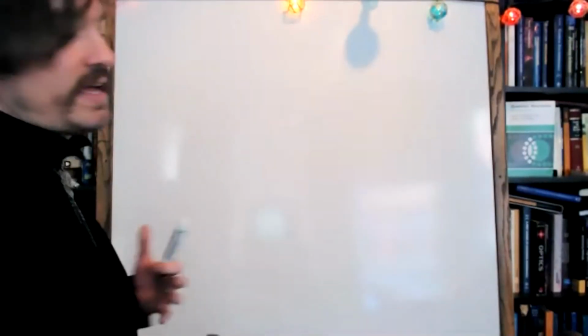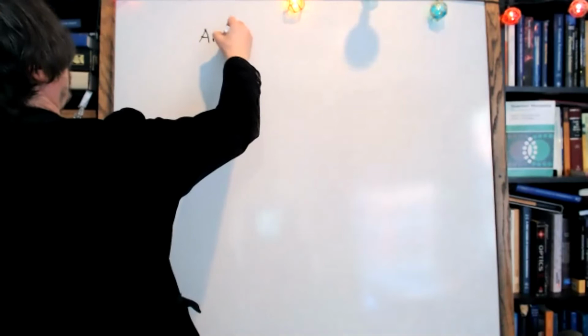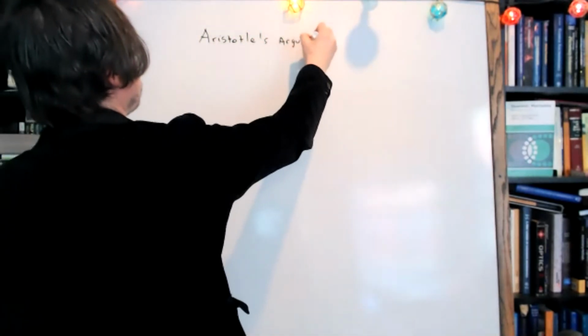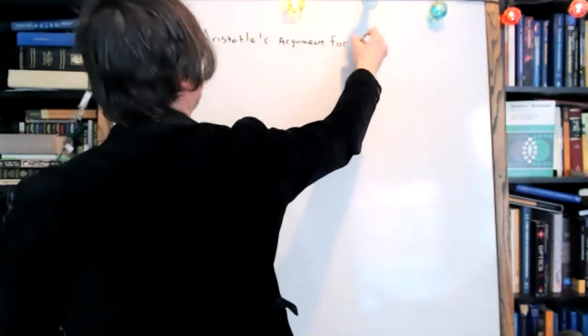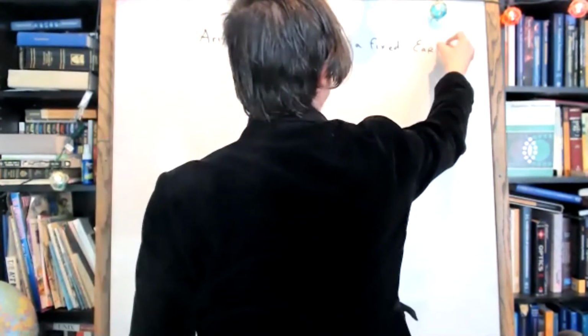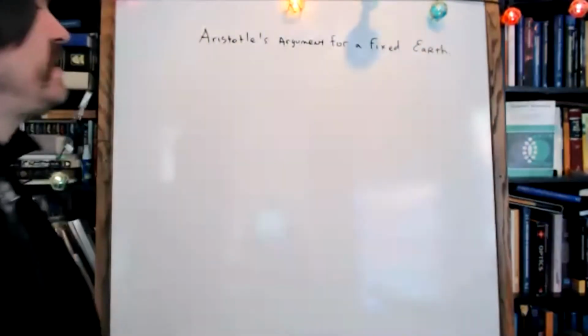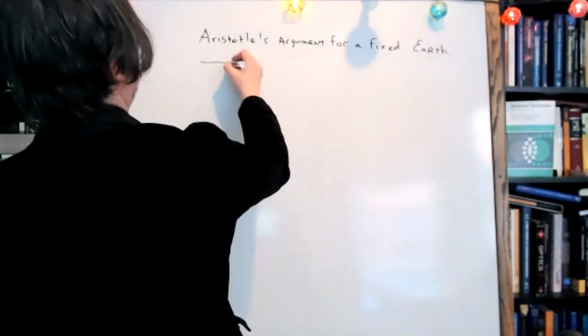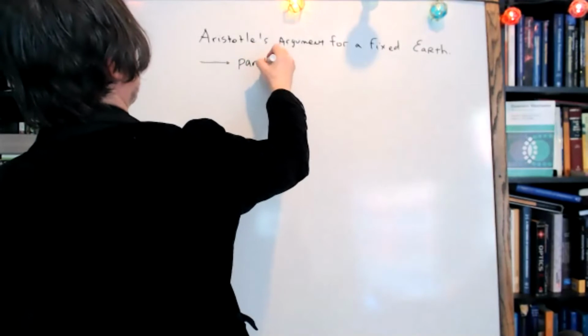Okay, so let's do a quick module on one of Aristotle's arguments, because it turns out that the later developments of astronomy ended up hinging upon this. So here is Aristotle's argument for a fixed Earth at the center of the cosmos. And it hinges around this concept that we might call parallax.